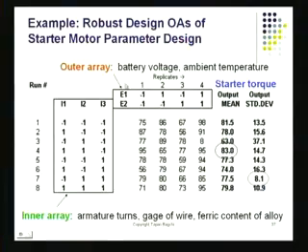And as far as the environment was concerned, battery voltage would be one, which could be at two levels, low and high, and ambient temperature also would be low and high. Then they built one prototype which was at low level of I1. I1 is one of the design variables, armature. I2 would be gauge of wire, also kept at low level, and the ferric content of the core was also kept at low level.